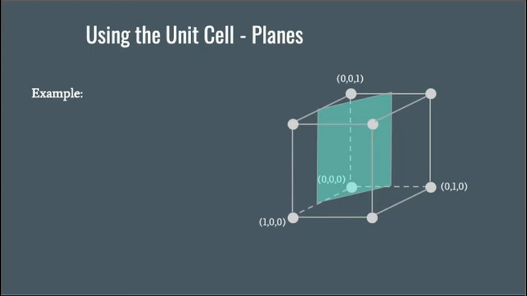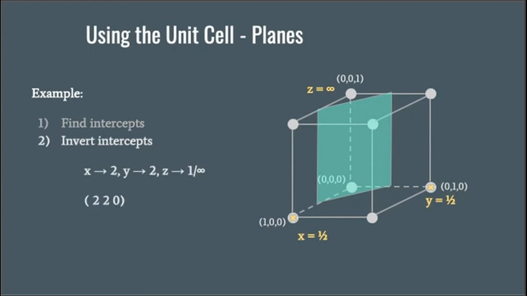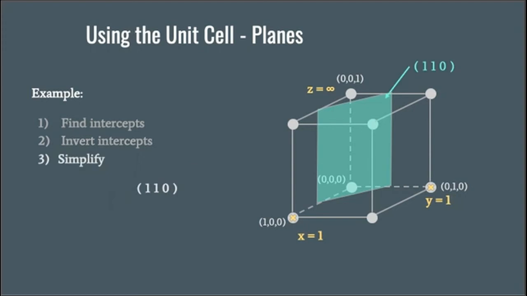Now that we have a handle on this, let's look at a slightly harder example. We start just like last time by finding the intercepts of the plane. Here we see that the plane intercepts the x-axis at 1/2 and the y-axis at 1/2. In this case, we never cross the z-axis, so we say that the plane crosses the z-axis at infinity. We then invert the intercepts, so we have 2, 2, and 1 over infinity. This gives us a plane of (2 2 0). We can now simplify and get the final notation for this plane as (1 1 0).